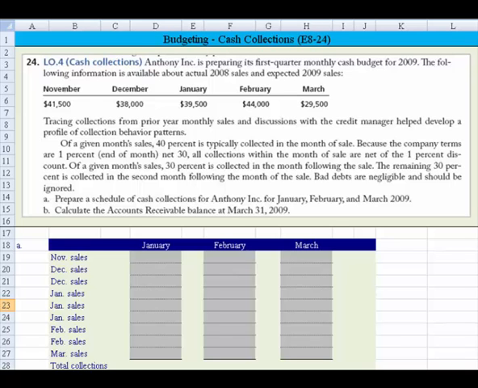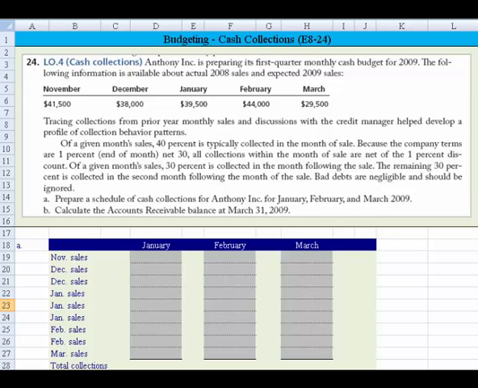Tracing collections from prior year monthly sales and discussions with the credit manager helped develop a profile of collection behavior patterns. So of a given month's sales, 40% is typically collected in the month of the sale, and because the terms are 1% end of month net 30, all collections within that month will be net of the 1% discount. Of a given month's sales, 30% is collected in the month following when the sale was made, and the remaining 30% is collected in the second month following the month of the sale.